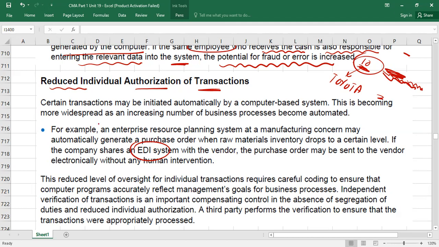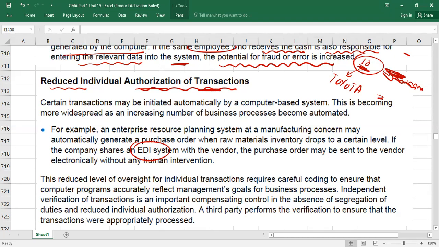So this is called reduced individual authorization of transactions. What does it mean? When you apply computers, you do not need to authorize each transaction, because if you have an automated system, the system will do it automatically. It will not ask for your authorization. That is why we need perfect coding to design the system. We need perfect coding to ensure that computer programs accurately reflect management goals for the business process. We need to ensure the coding is correct and will not make any mistake. Okay, so this is another risk.